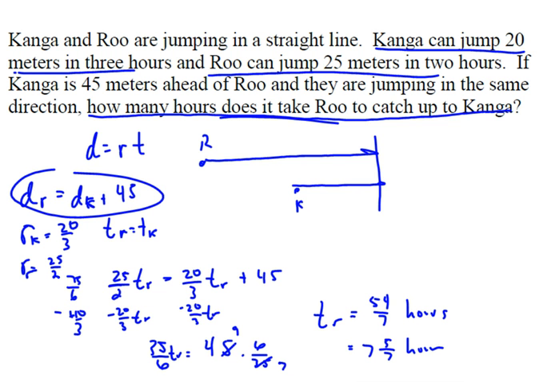So again, this was our key equation. Probably the hardest part of the problem was coming up with that equation. Then after that, we had to do a little fancy work with the fractions, but nothing that a good math student should not already know how to do. And then we just solved to get 7 and 5/7 hours.